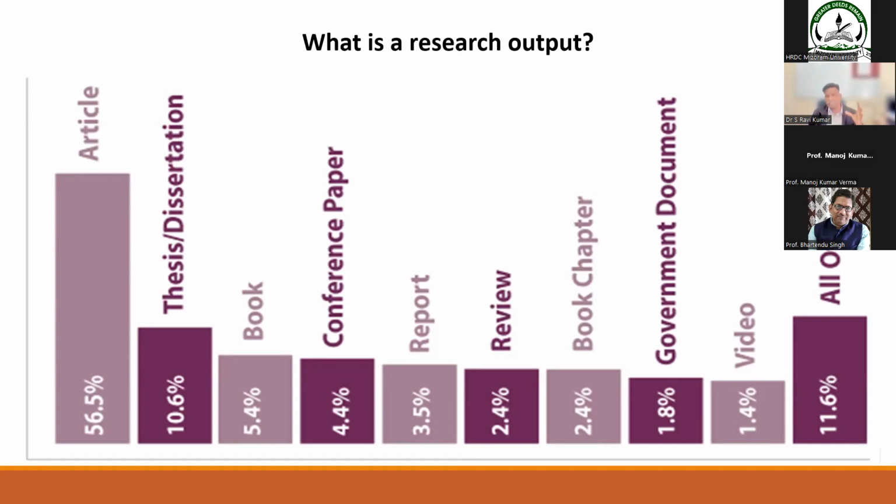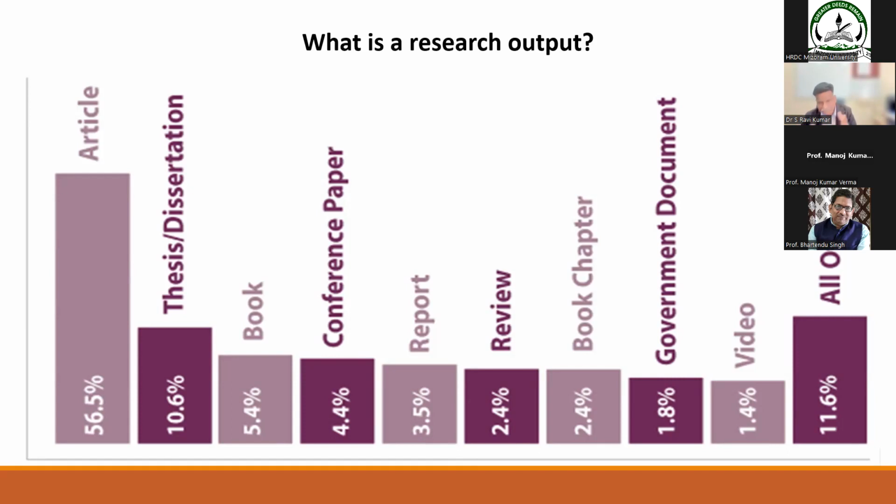Book is generally for social science, political science, economics. So there your anthropological study, literature, there you can see the book plays a major role. Conference paper, when it comes to the engineering side. So the engineering side prefers more the conference paper.